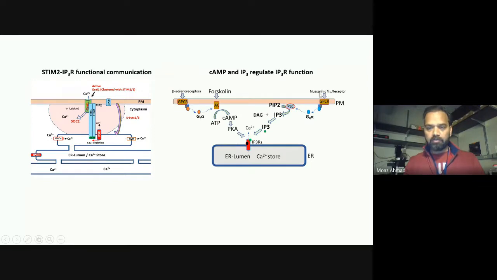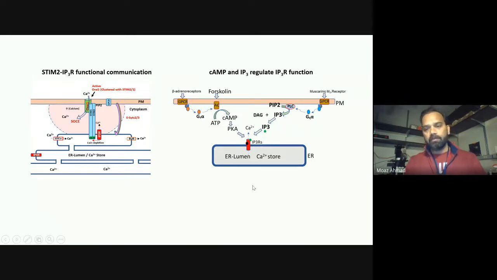We know that through the muscarinic receptor, it activates phospholipase C, which generates IP3. And if IP3 binds to the IP3 receptor, it gets channel activity. In parallel, growing evidence suggests that through the beta adrenoceptor, it activates the Gs protein, which can activate adenylyl cyclase, and this adenylyl cyclase generates cyclic AMP, and this cyclic AMP can activate protein kinase A, and this protein kinase A can phosphorylate the IP3 receptor, and the phosphorylation of the IP3 receptor potentiates its open probability of the channel in the presence of IP3.